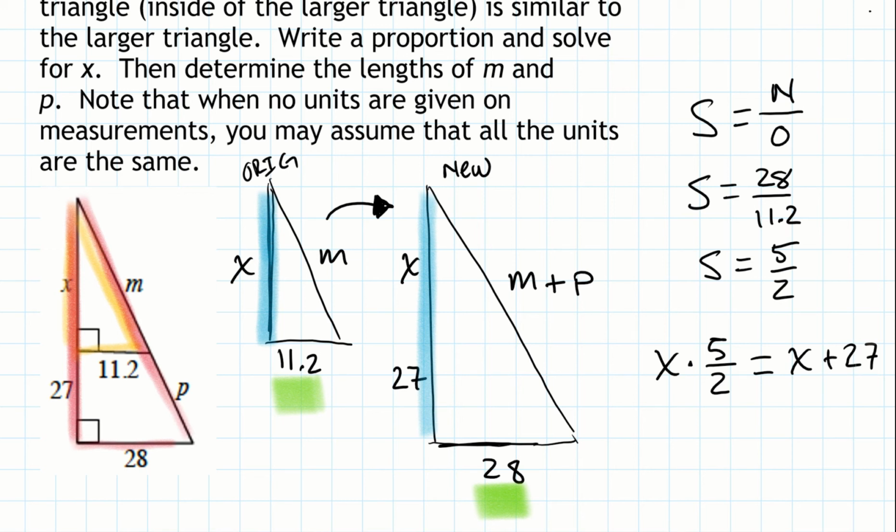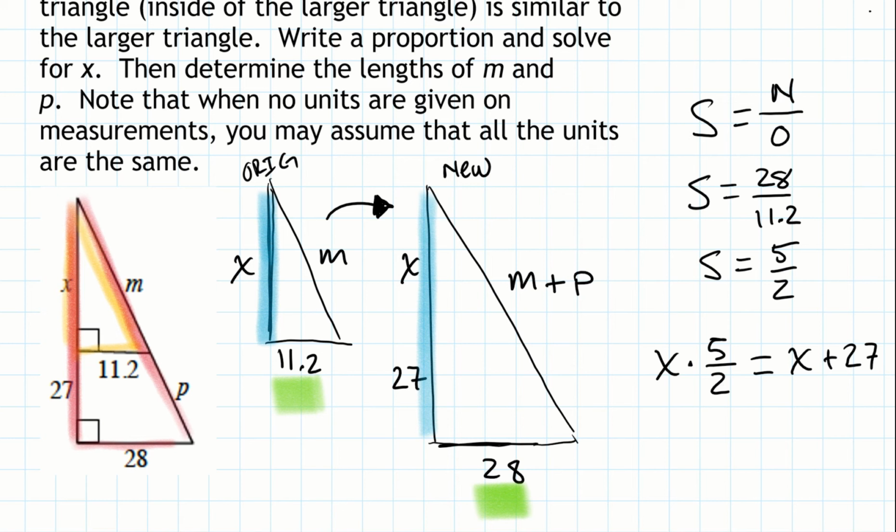And I don't think I've done this problem this way before, and I don't know why, because I'm liking how this is looking so far. So a dimension times the scale factor is the new dimension. All right. So if I take 11.2 and I multiply that by 5/2, I'm going to get 28. If I take x and I multiply that by 5/2, I'm going to get x plus 27. So what I am going to do now, I guess, is solve this for x.